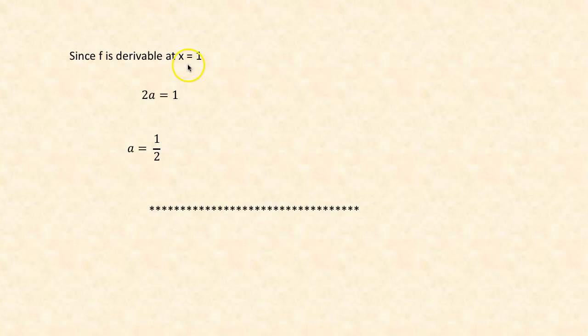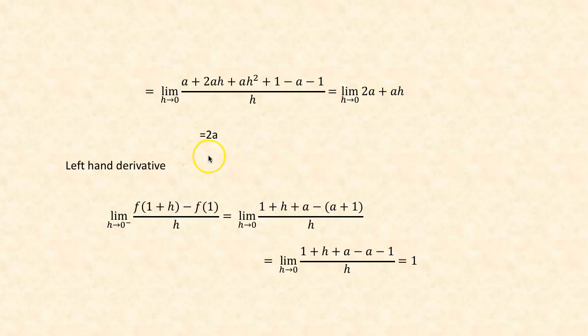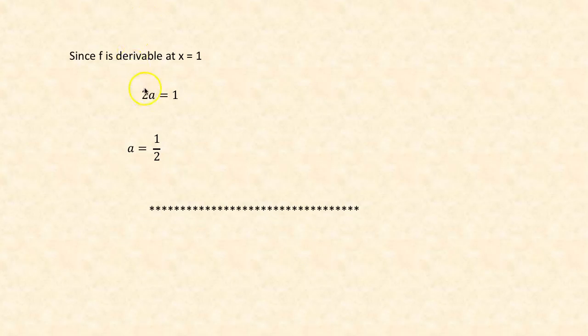Since f is derivable at x equal to 1, left-hand derivative equals right-hand derivative. So one derivative is 2a, that is the right-hand derivative. Left-hand derivative is 1. So we get 2a equal to 1, so the value of a is half.